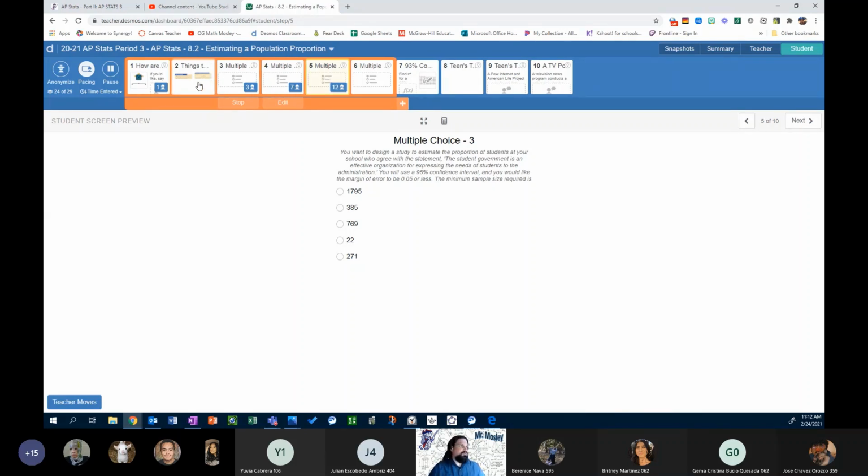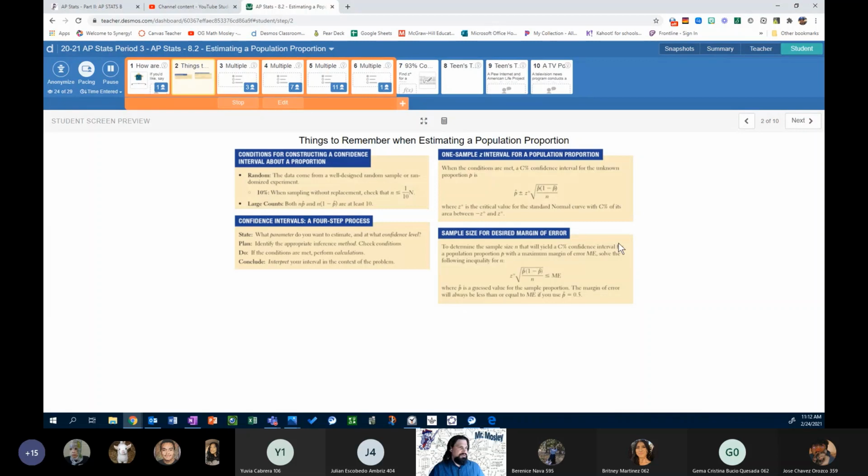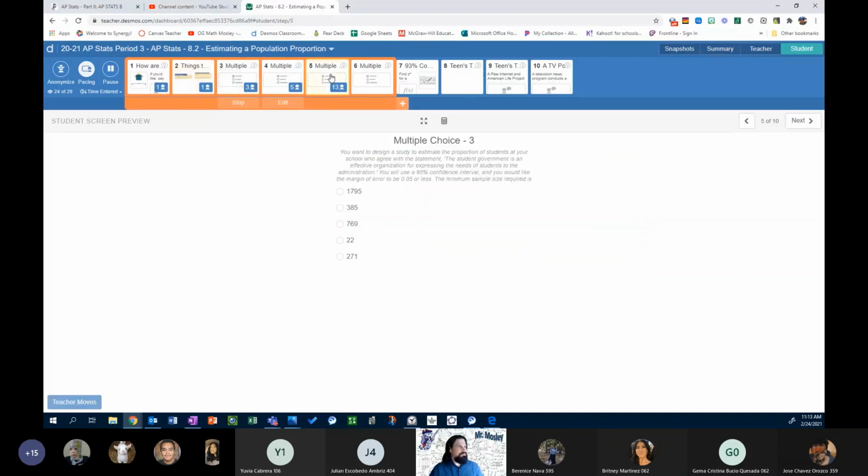So again, if we're looking back at our second frame here, we're using this formula, the fourth thing here, sample size for desired margin of error. You will need to determine z star, right? We need a p hat, which we don't have. We don't have a sample proportion. So look back at your notes. What do we do if we don't have a sample proportion to use?